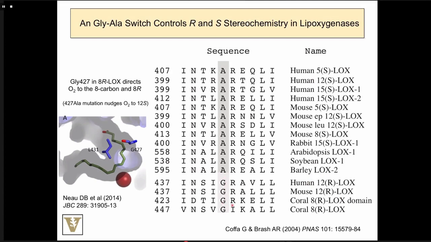And then in that case, there were only a few R lipoxygenases known, but they had glycine there, and he switched these in 4 different ones, and indeed it switched the reaction of oxygen across the face of the molecule.